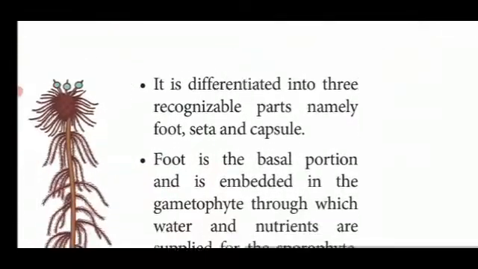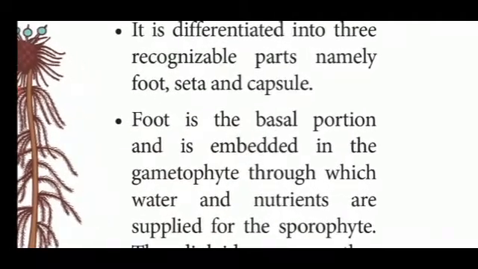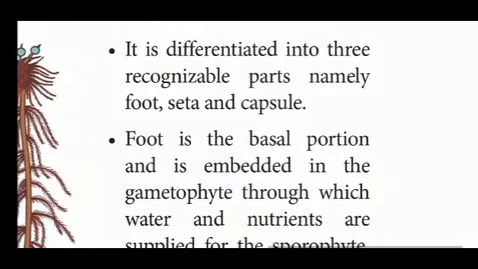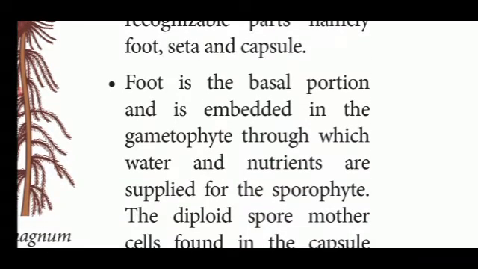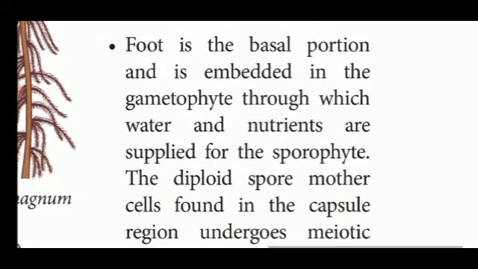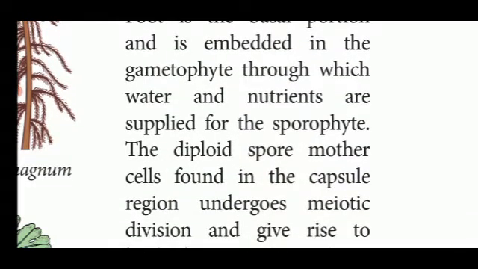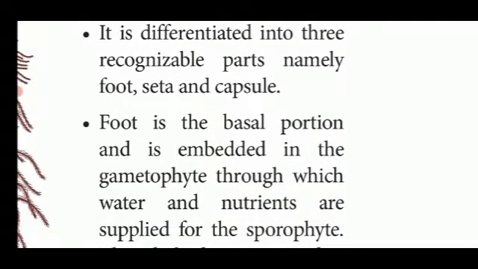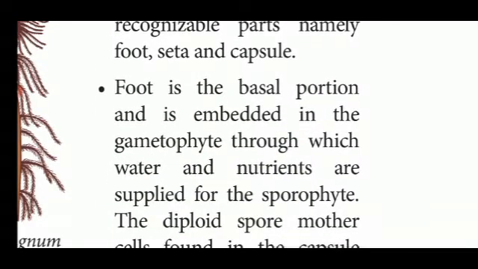The sporophyte in mosses is differentiated into three recognizable parts, namely foot, seta and capsule. The foot is the basal portion and it is embedded in the gametophyte, through which water and nutrients are supplied for the sporophyte. So the sporophyte is differentiated into three regions: the foot, seta and capsule.